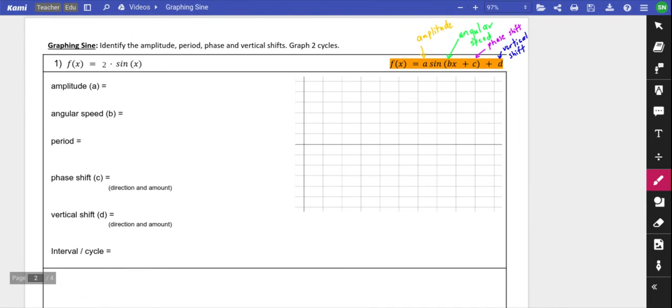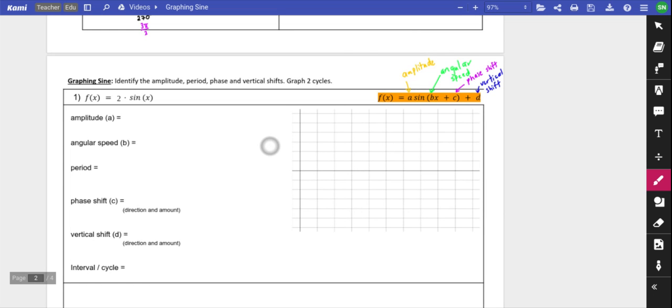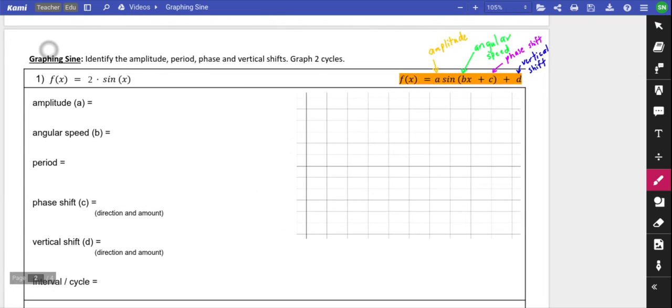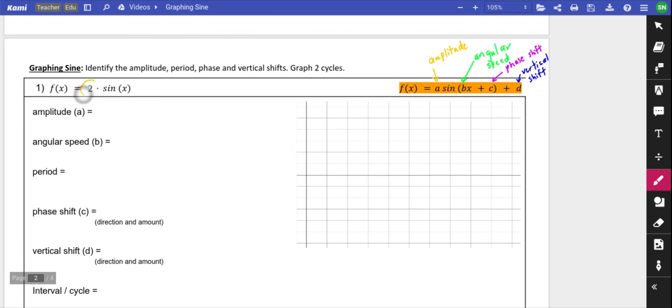Everything is color coded on the top right hand side, and I'm going to use these colors for finding out the values of everything and graphing it. We're going to start with the amplitude. The amplitude is the number that multiplies the sine function. In this case, the amplitude is 2. In order to get the amplitude, we take the absolute value of 2, which is equal to 2. The absolute value makes any number into a positive number.